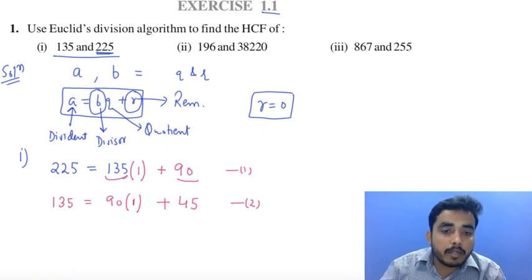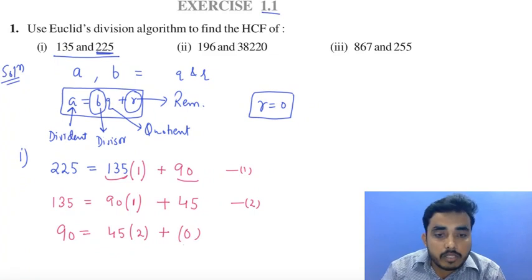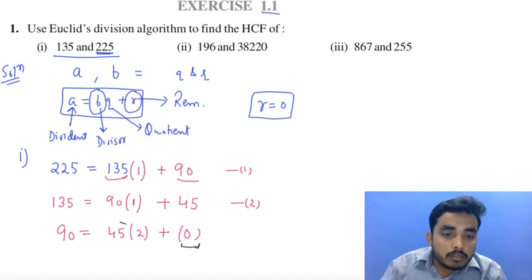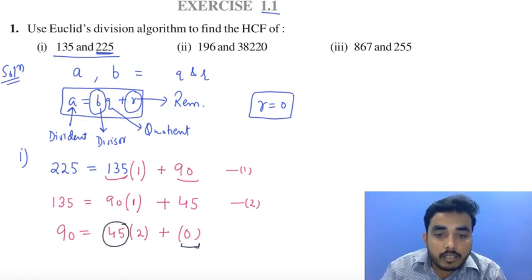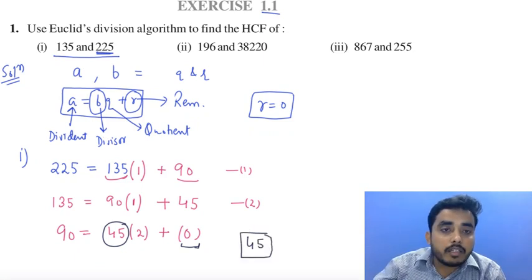So now this remainder will become the new divisor and this 90 will become the new dividend. So this is 45 into 2 plus 0. Now as you can see, the remainder becomes 0. So our divisor in this case is 45. So 45 will be the HCF between 135 and 225. So we have used Euclid's division algorithm to find the HCF of these two numbers. The HCF will be 45.